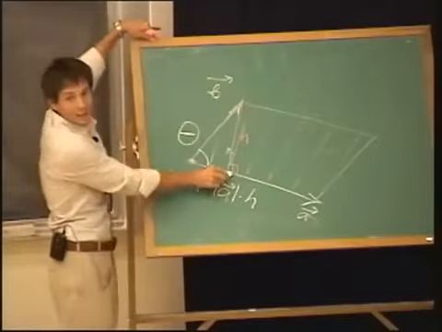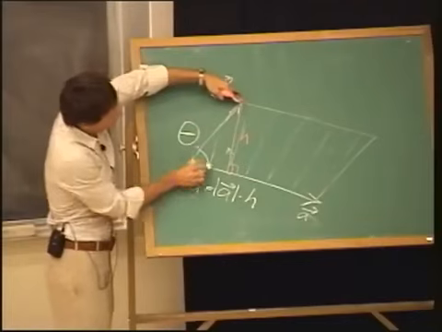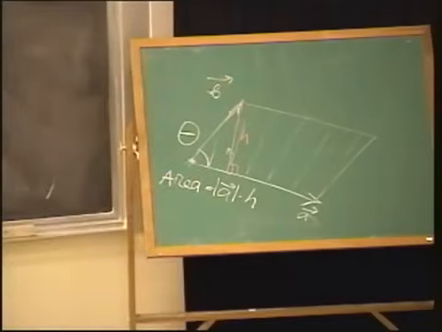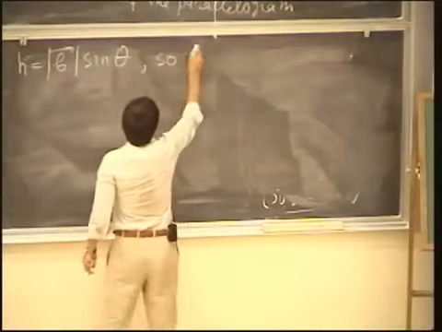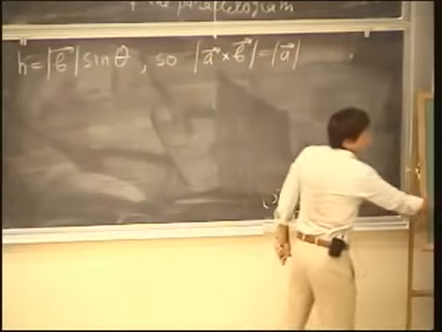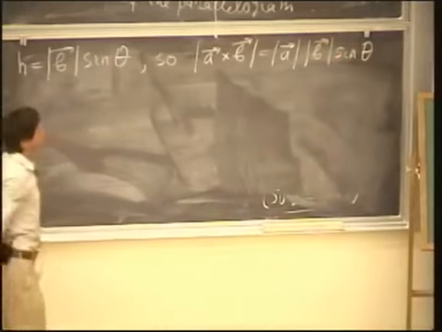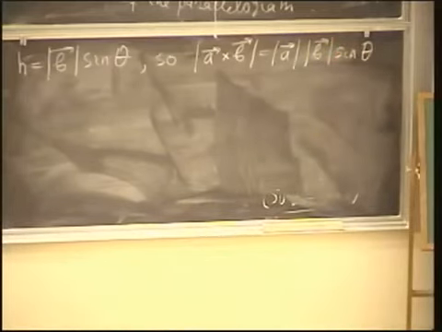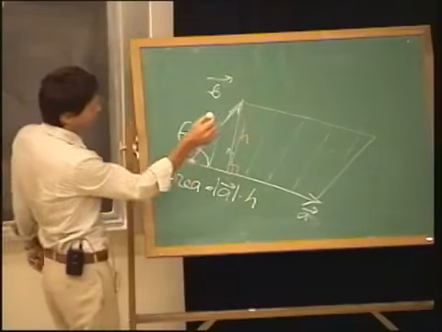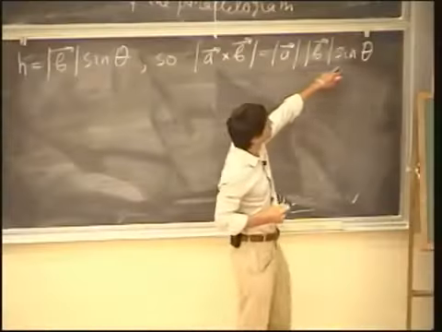Because you got here a triangle for which this is 90 degrees. So you can find this side by taking this side, which is the length of B, and multiplying by the sine of this angle. So h is this, and therefore the length of A cross B is the length of A times h, which is the length of A times the length of B times the sine of this angle. So to repeat, the cross product of two vectors is a vector perpendicular to the plane spanned by these two vectors, which satisfies the orientation rule with respect to those two vectors, and whose length is equal to the length of A, length of B, times the sine of the angle between them.